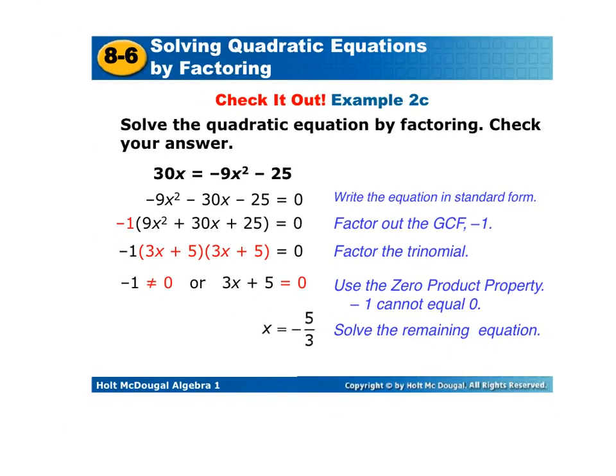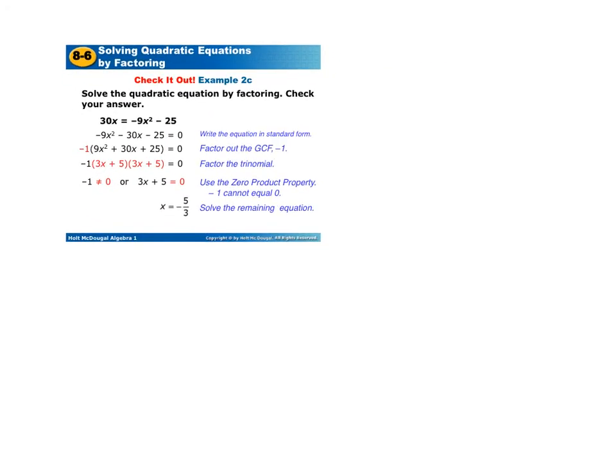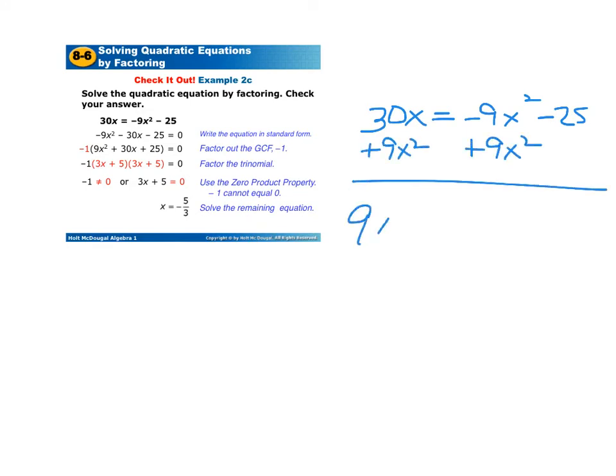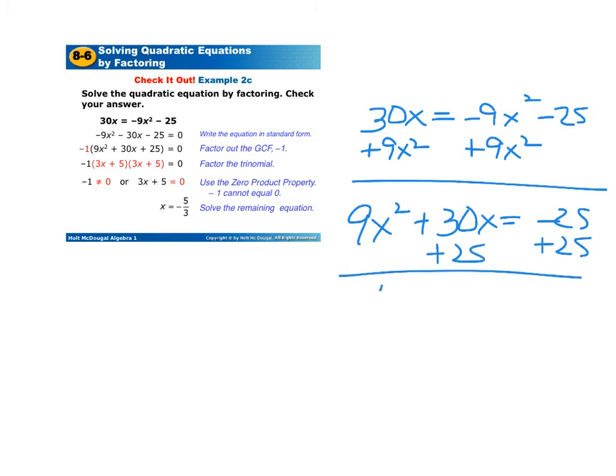Here's another example. This one's a little more challenging because there was a number in front of x squared. And we practiced this on the weekend. So we have 30x equals negative 9x squared minus 25. Standard form. I need to move this over. Move the 25. Now I have a trinomial that I can factor.